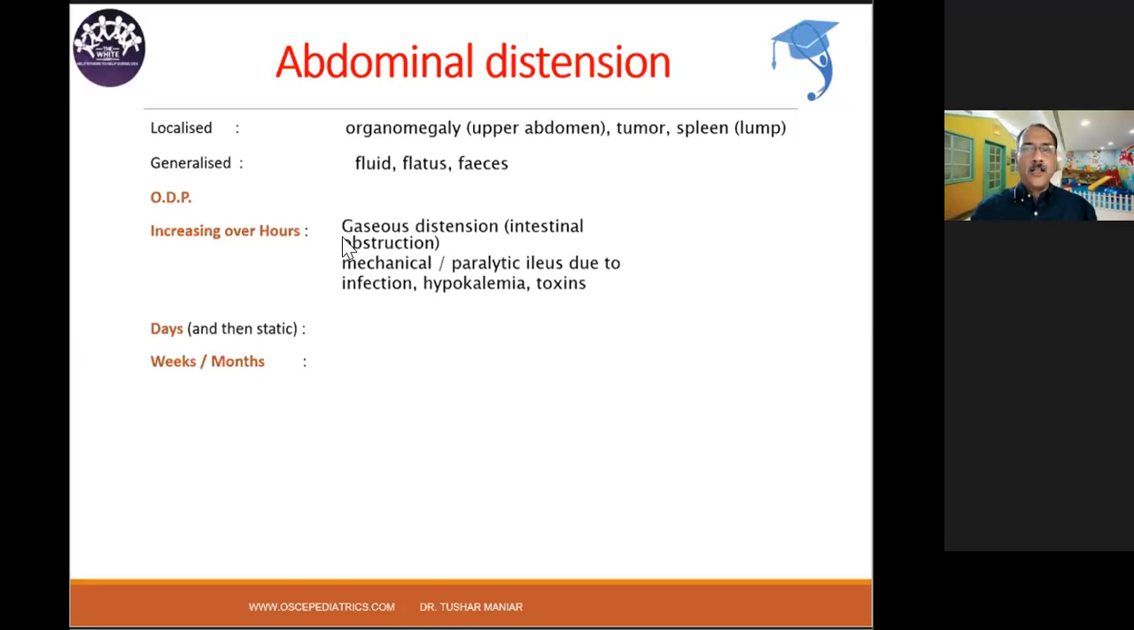But if it was increasing for a few days and then it became static, that means the intra-abdominal pressure became equal to the vascular pressure, and then you will think about ascites. But if it has been going on for weeks or months, then you think about hepatosplenomegaly, that is organomegaly, or it could be a cyst where the child would be otherwise okay. And if it's a malignant tumor of whatever reason, like kidney mass or a neuroblastoma or something, then usually it doesn't give rise to abdominal distension, but would come more like a lump on palpation.